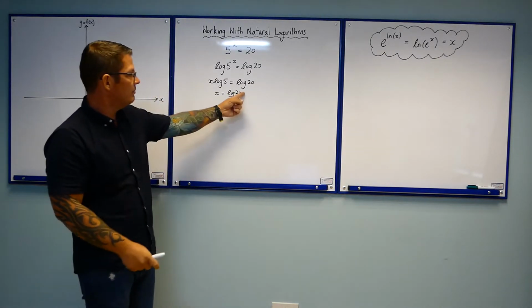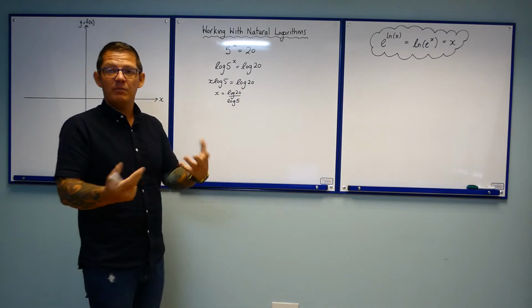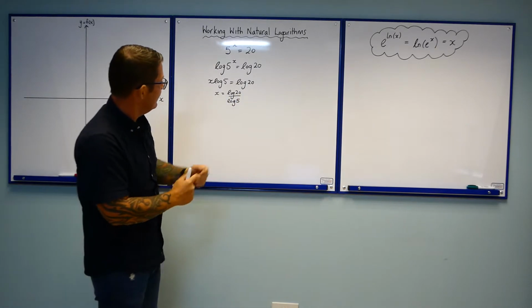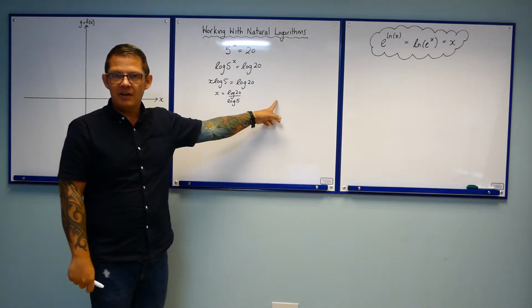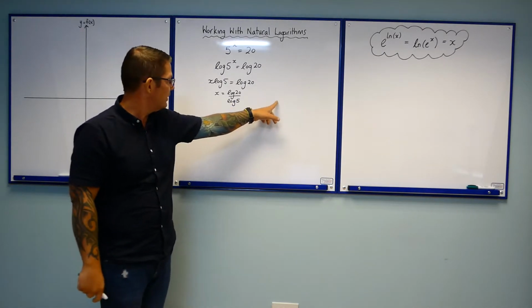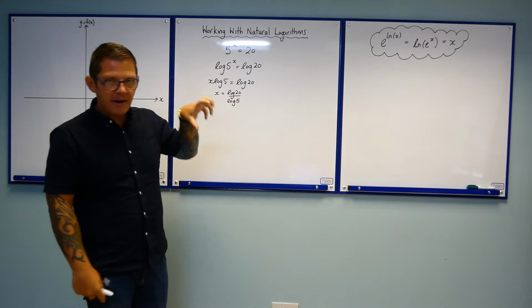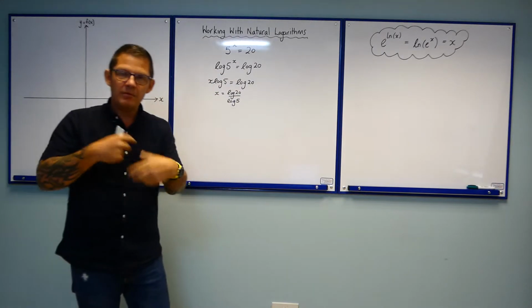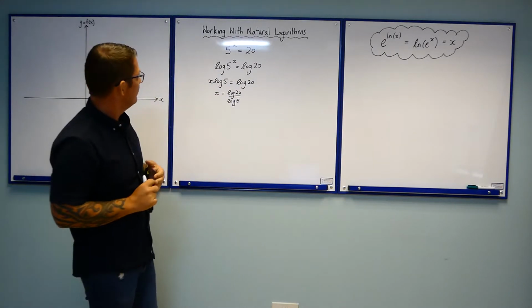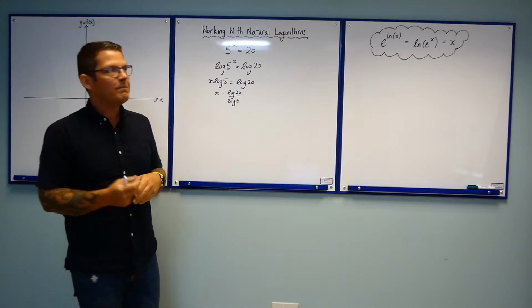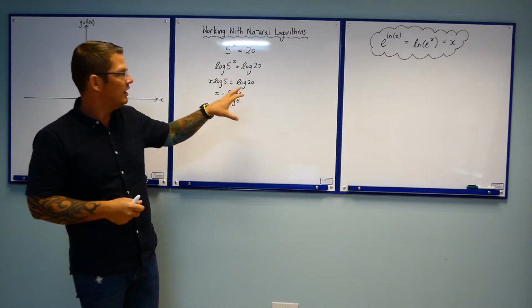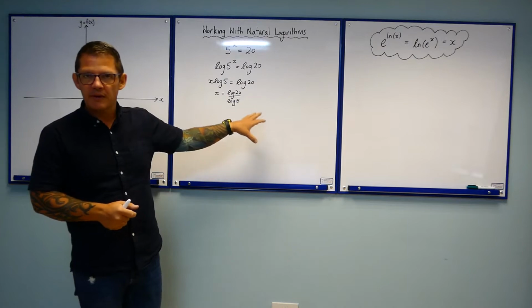Remember, log 20 is a number, log 5 is a number. This is the point where you could put it into a calculator and find out what the answer is and write it as a given number of decimal places. This is what I mean by my answers being left in exact form. I'm not actually going to do that final bit of the calculation, because it's not important to this process that we're using here to solve equations.